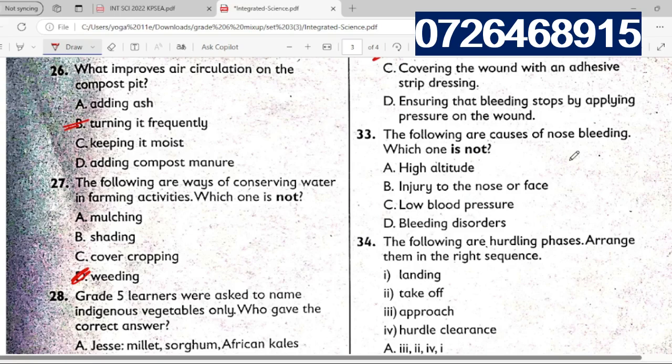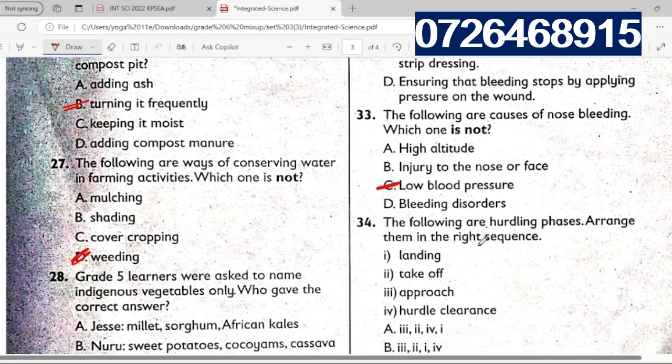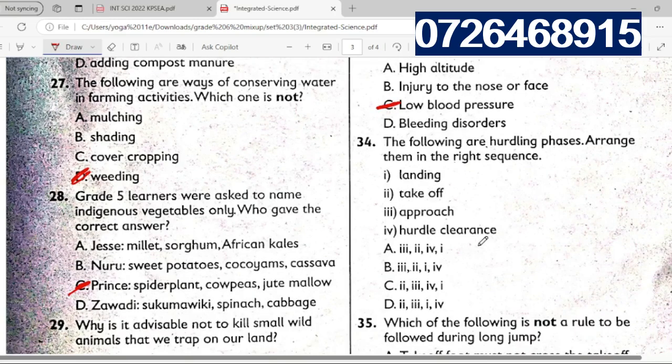The following are causes of nose bleeding. Which one is not? High altitude, injury in the nose, low blood pressure, breathing disorder. So C is not a cause.